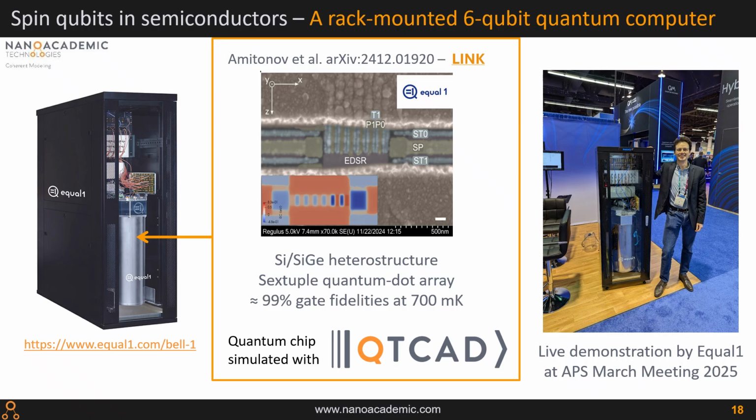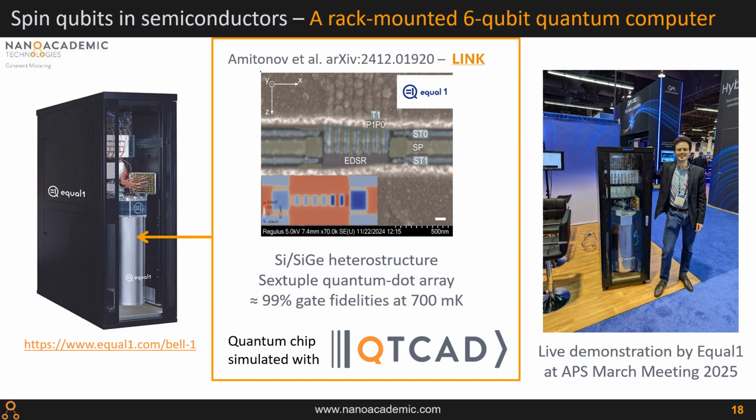Recently, Equal1 commercialized the Bell-1 machine, which is a rack-mounted quantum computer that can be plugged in a standard 120 volts outlet and integrates in data centers. I'm showing here a picture of this device as demonstrated at the exhibit hall at the APS March meeting in March 2025. If you were to zoom in on the fridge that's shown in this picture, you would see a chip, and that chip was studied in the preprint whose link is given here.